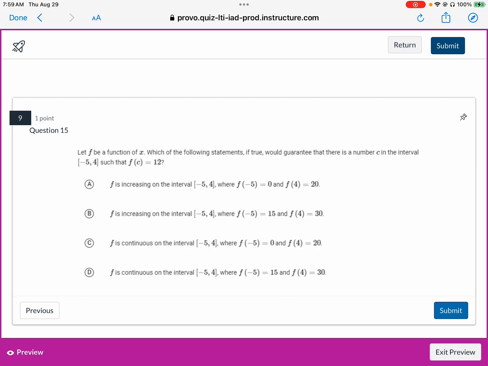Now you just need to make sure that 12 is in between the y values, okay? And that should be it for this progress check.